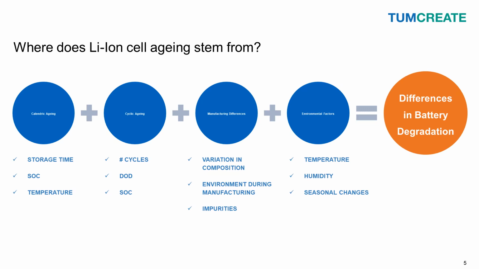Then you have manufacturing differences. How is the cell manufactured? Are there slight variations in the cell material? Is the electrolyte mixture slightly different? So you have variations in the composition and the environment during manufacturing. Are any impurities introduced into the cell? That can have an impact on the aging. And then, of course, you have environmental factors outside: temperature, humidity, seasonal changes. If you use your cell in a climate which has very pronounced seasons, the aging will be different over the year.